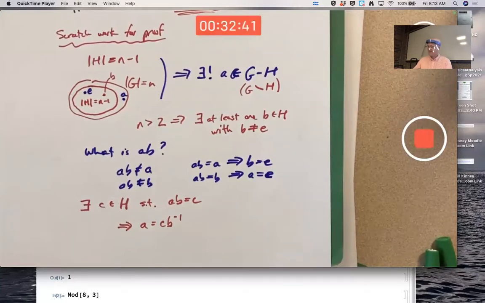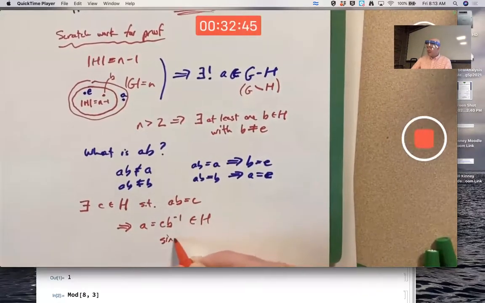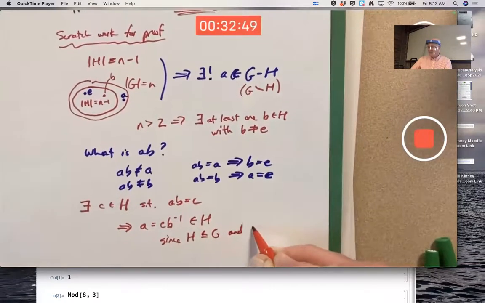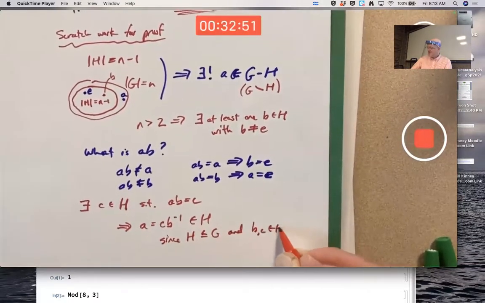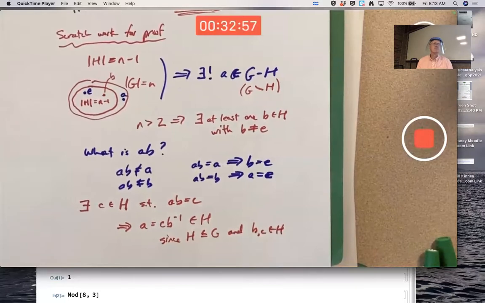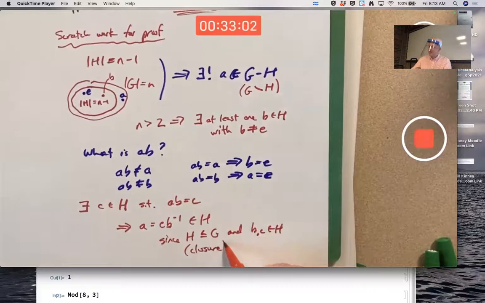It implies A is in H by closure of H. Since H is a subgroup of G and B and C are in H, and therefore B inverse is also in H, closure. And that is a contradiction because we assumed A was not in H.